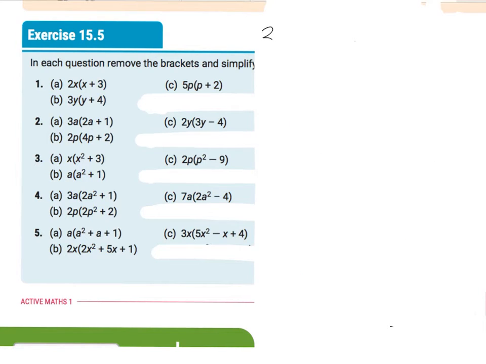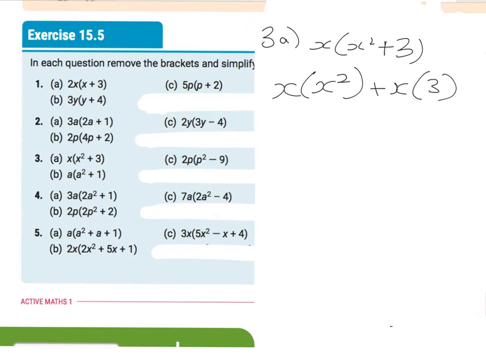Question 3a. x outside and x squared plus 3 inside the bracket. So x must be multiplied by x squared, and x must be multiplied by 3. Okay, so x multiplied by x squared, that's going to give us x cubed. x multiplied by 3 is going to give us 3x. Can't collect anything more there.